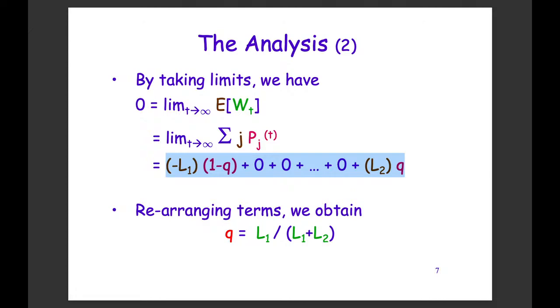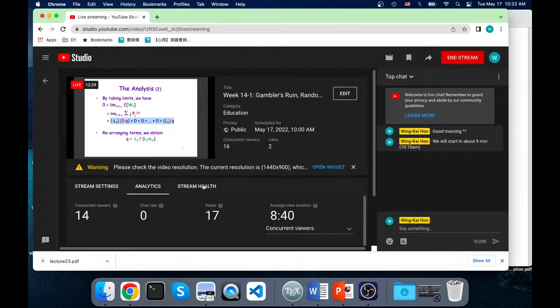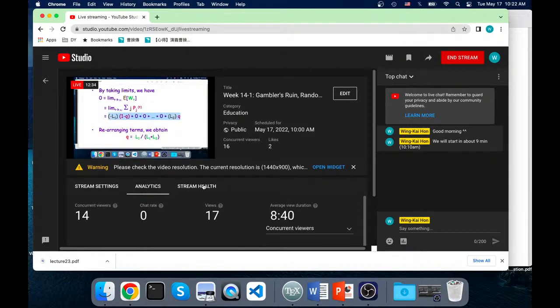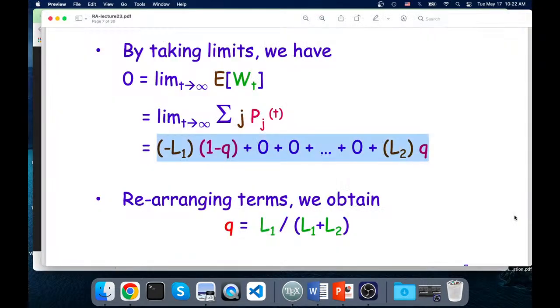So let me check if you are okay with this. Okay, so far so good, right? Okay, so if you don't have any problem, let's continue with the stationary distribution and also the random walk. Okay, thanks. Okay, let me get back.